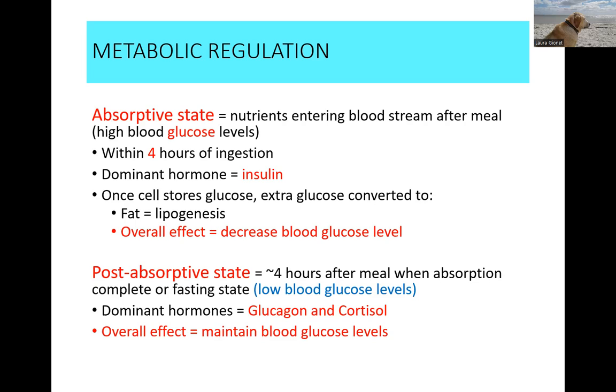So the absorptive stage, the first 4 hours: insulin, and the overall effect is to decrease glucose levels. The post-absorptive state is after about 4 hours or so. Now your glucose levels are too low. The dominant hormone is going to be glucagon, and we use some cortisol, but you don't have to have cortisol secreted. You can use glucagon. And the overall effect is to increase blood glucose levels and maintain an appropriate level.